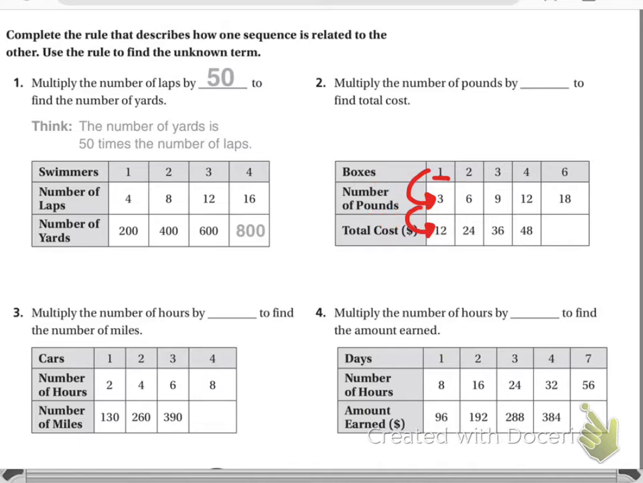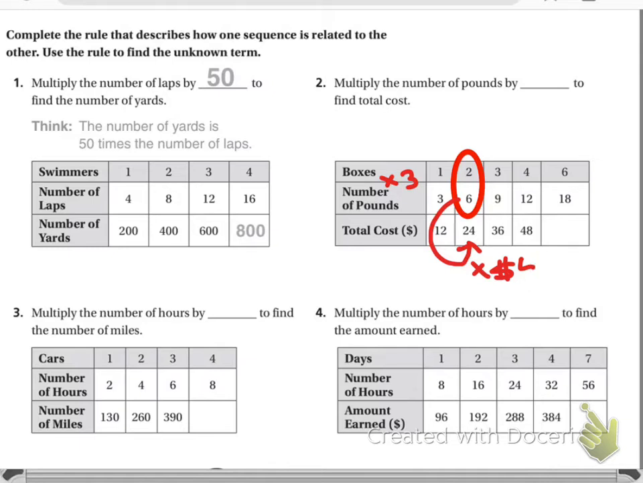Let's check and make sure we're right about that by looking at the next set of data. If there were 2 boxes, it would equal 6 pounds. So again, they multiplied by 3. That makes sense. There's 3 pounds per box. And if there's 6 boxes, it's $24. And earlier I said that would mean that each pound is $4. And 6 times 4 is 24.